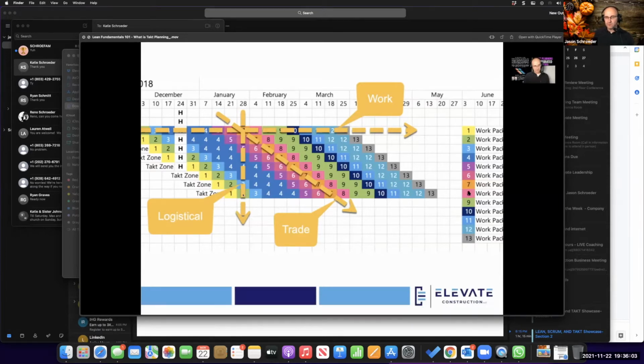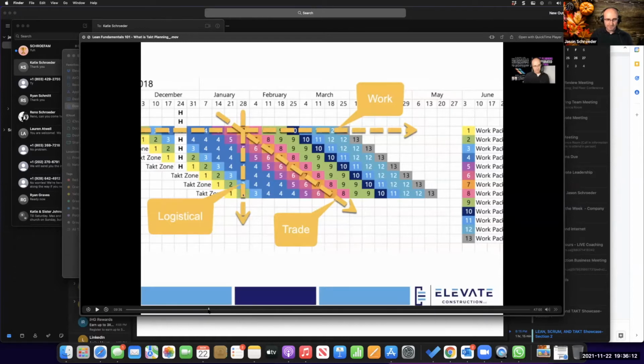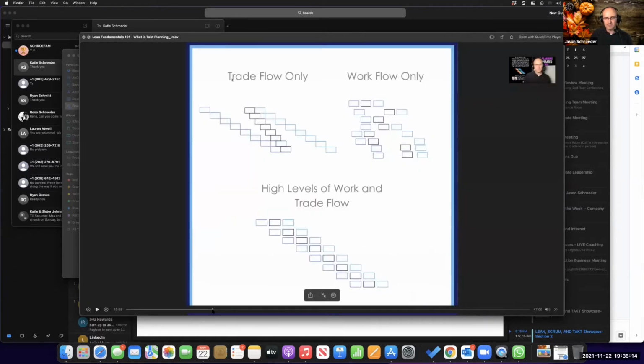And this schedule, formatted this way, allows you to see workflow, trade flow, and logistical flow. And we'll talk about why that's important here in just a minute. So I'm going to fast forward my little presentation here.